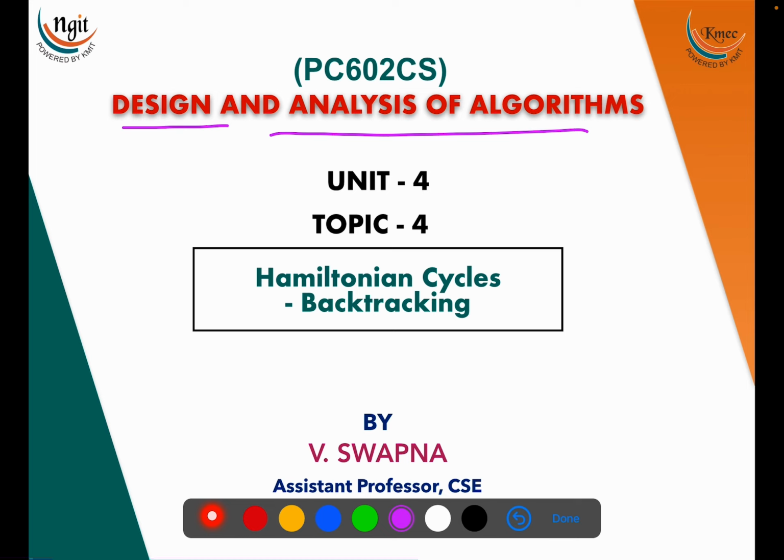Today we'll be going to talk about Hamiltonian cycles using the backtracking approach. This topic you'll find in the 4th unit as topic number 4. Now, let's see what is a Hamiltonian cycle.